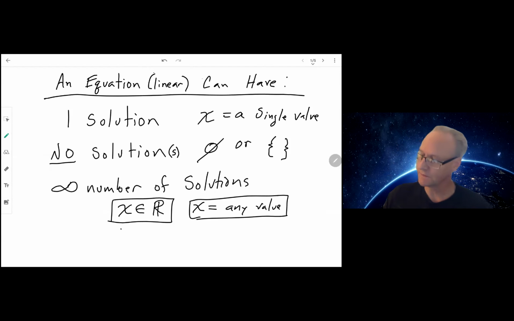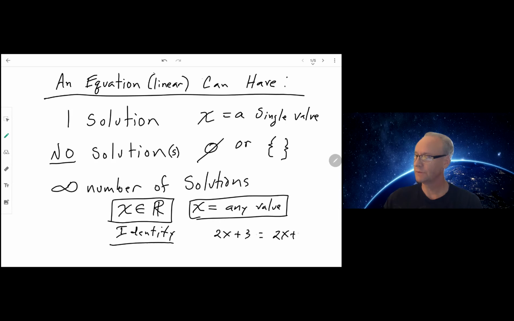In this situation, this is also called an identity. Let me see if I can write it. And basically what it looks like is this: 2x plus 3 equals 2x plus 3. Well, duh, of course 2x plus 3 equals 2x plus 3. No matter what value you put into an equation that looks like this, it's going to be true. I could put in x equals 1 and I'll get 5 equals 5. I could put in x equals -2 and I'll get -1 equals -1. Doesn't matter what number I put in, any value will make this identity true.